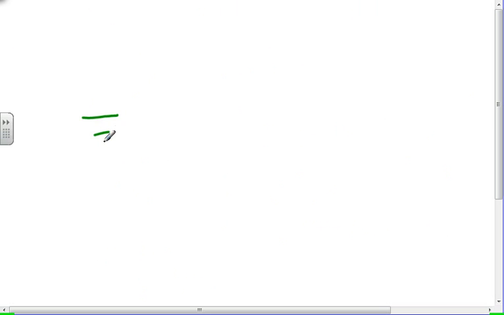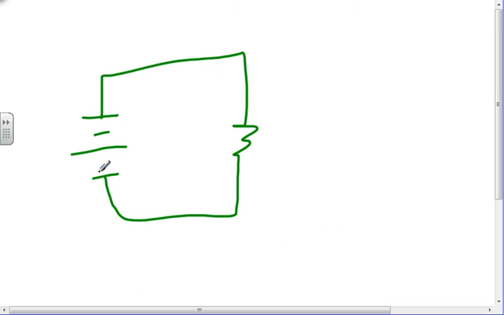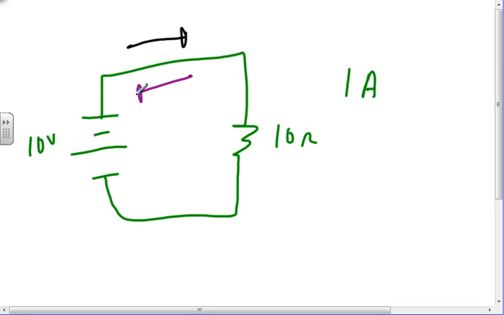I have a battery, and I have a resistor, and I have 10 volts there, and I have 10 ohms here, and I have 1 amp flowing in the circuit. The issue is, is the current going that way, or is the current going this way? Which way is the current flowing? That seems like a fundamental thing, right? Anybody want to tell me black or purple?